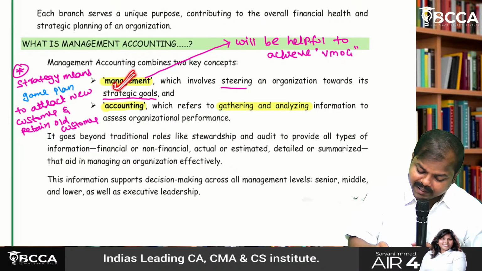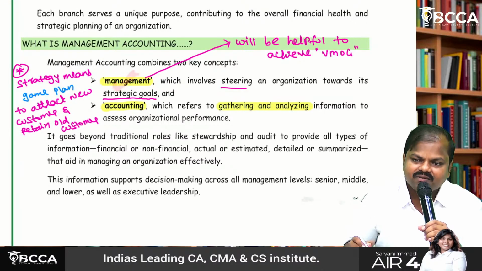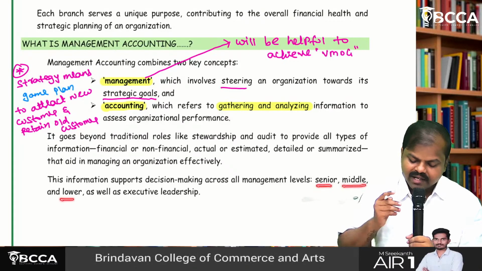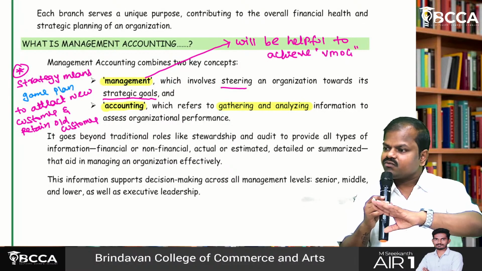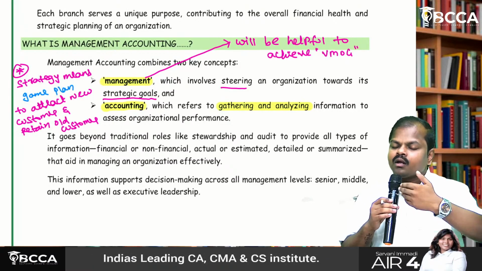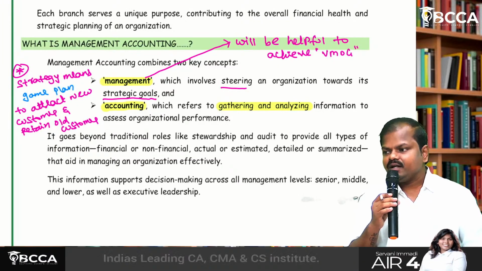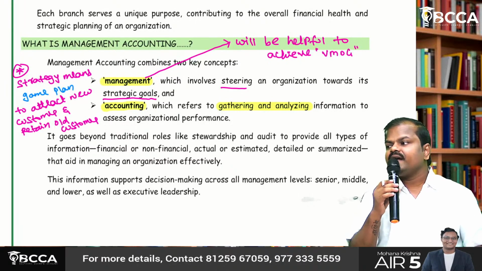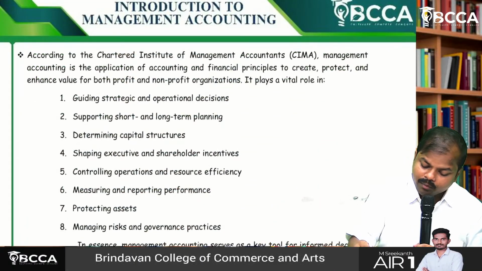Generally, management can be classified into how many types? 3 types. Senior management, middle management, lower management. Alternatively we can say top level management, middle level management, lower level management.